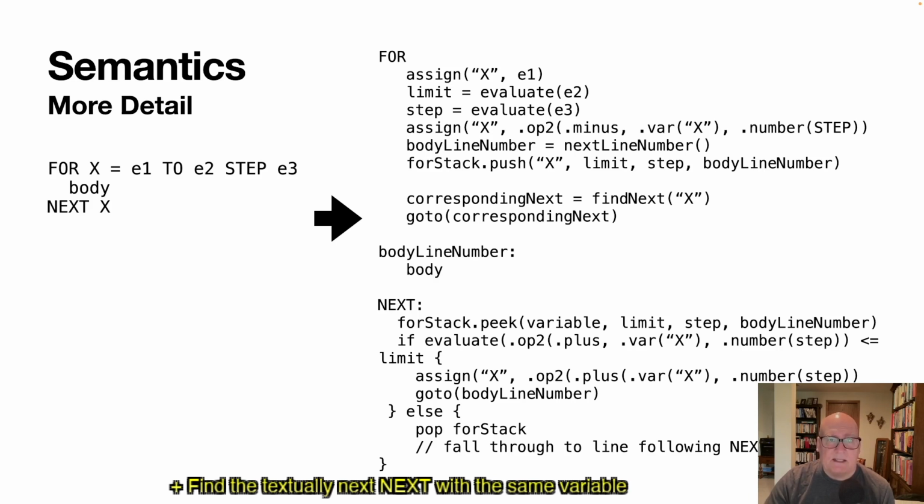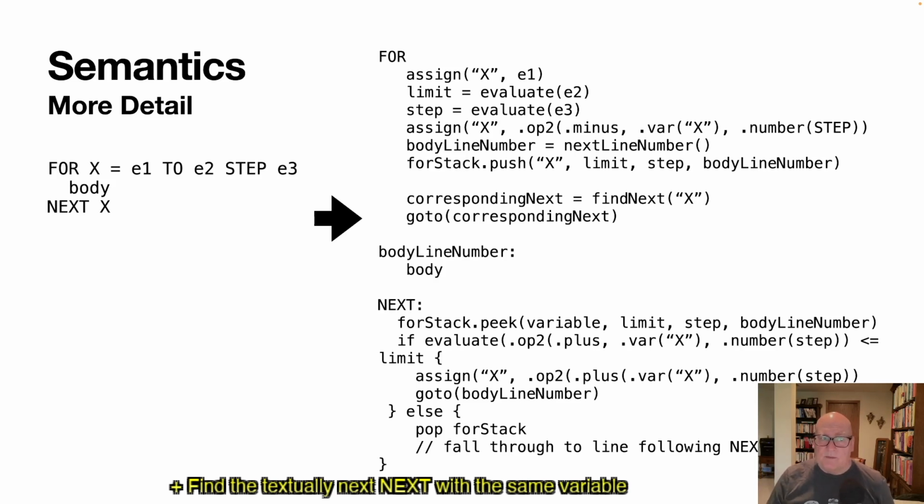Okay. And in this case, assign, evaluate, next line number, evaluate, assign, go to. Those are all existing interpreter routines. So we're translating this moderately complicated statement into simpler routines, into simpler code that we already understand. So I'm turning it into basically something that's like ifs and for loops. And that we don't have yet, we don't have the for stack. Well, actually we do because we put it in last week, but we really don't have the find next.